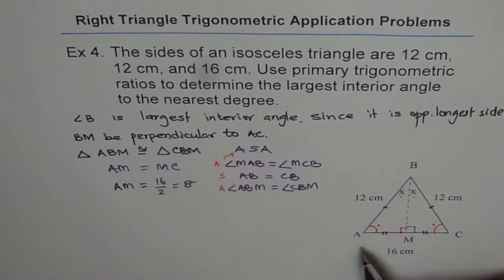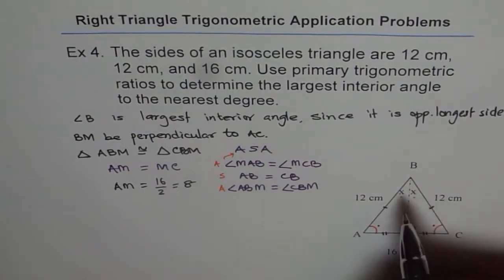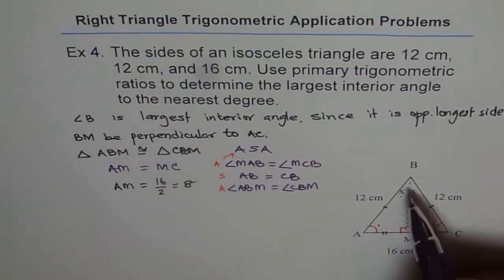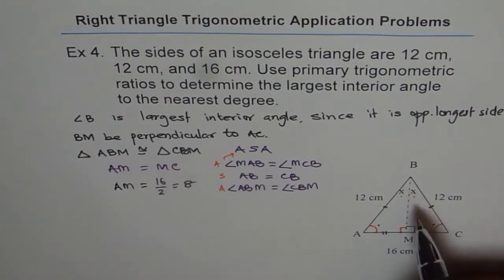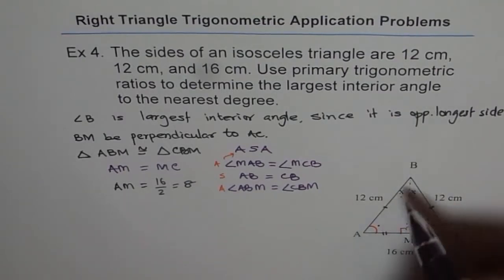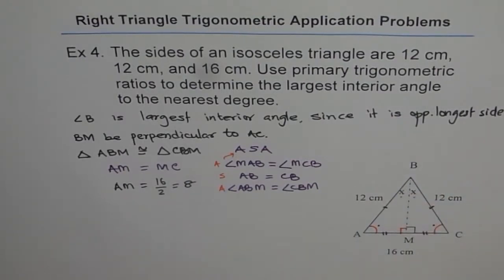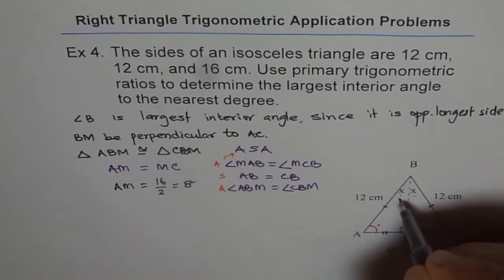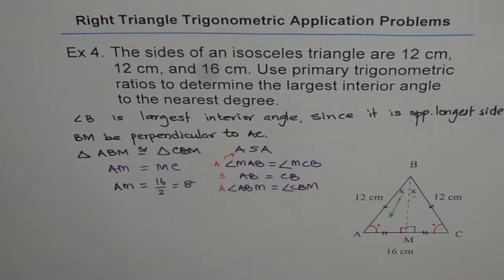So the largest angle is B for us. Now with this construction, we divided that angle into two parts, which let them be X and X, correct? So if we find X, then the total angle will be 2 times X, correct? If you look from this side in the triangle, consider triangle ABM.